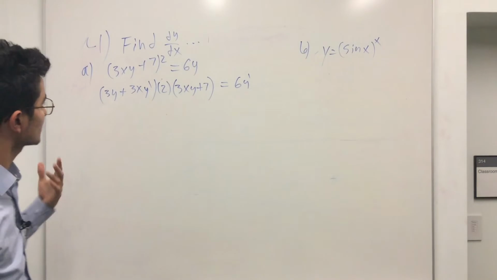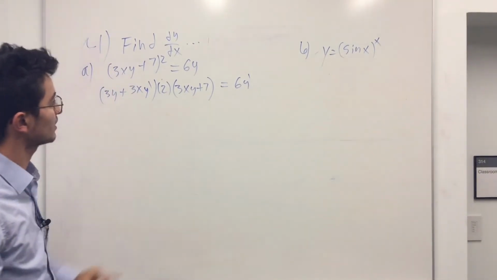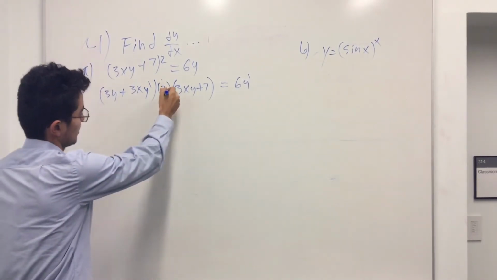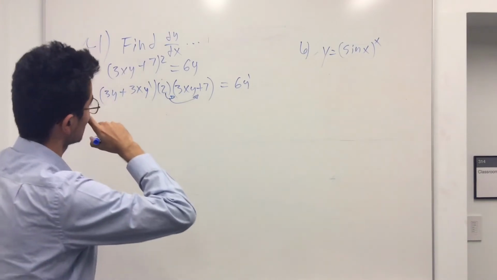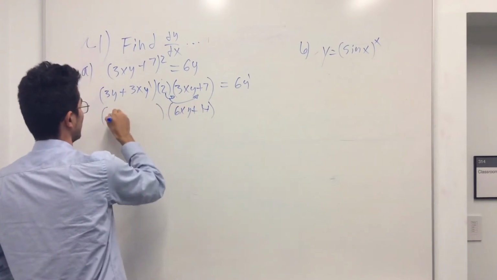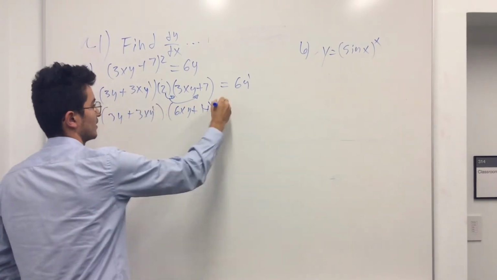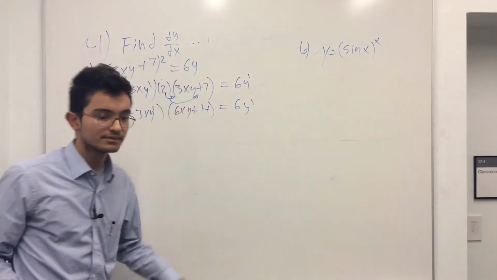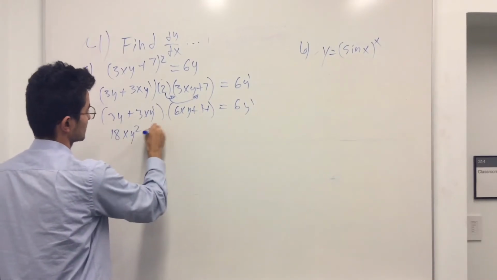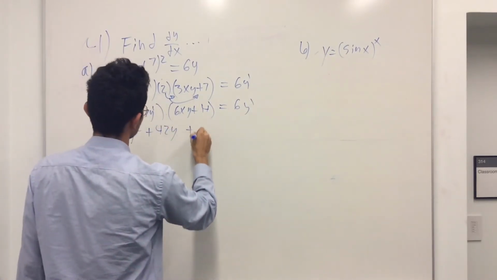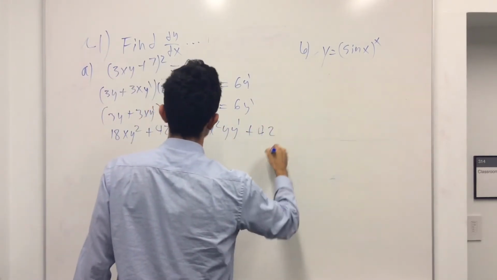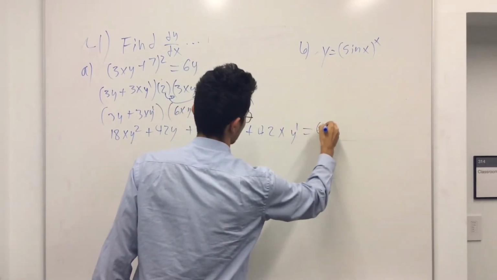Now, our ultimate objective is to bring all the y primes together, factor them out, and just find it on its own, right? So right over here, we could just distribute this. So we're going to have 6xy plus 14, right? All of that multiplied by 3y plus 3xy prime. All of that equal to 6y prime. Now, over here, we're going to have 18xy squared plus 42y, and then plus 18x squared y prime and plus 42xy prime equals 6y prime.